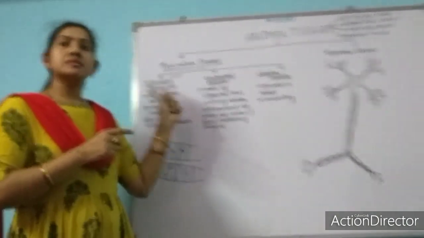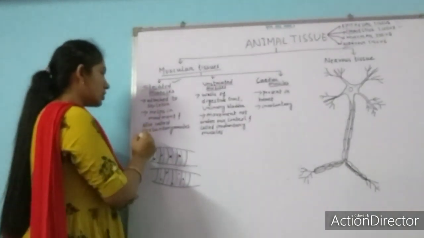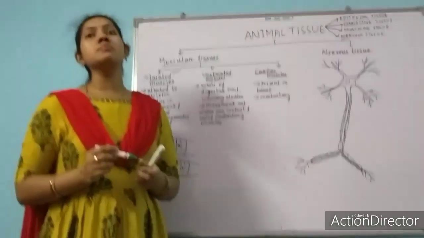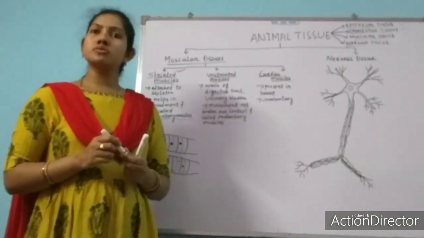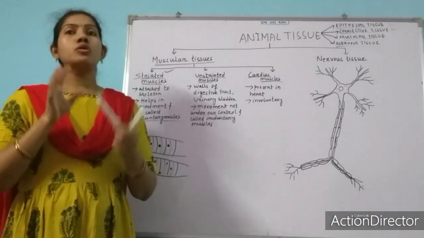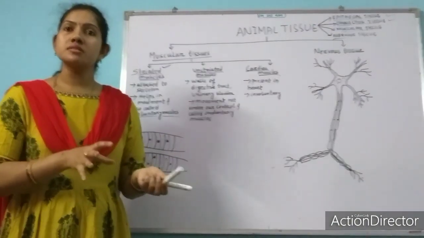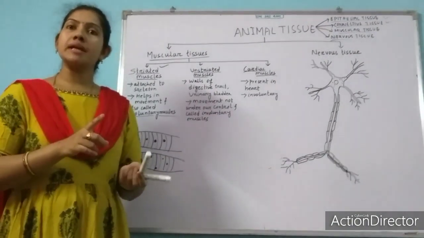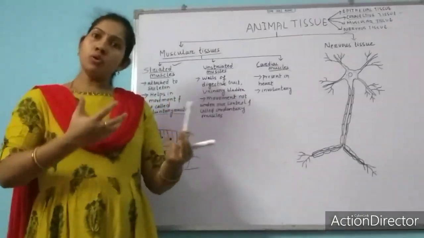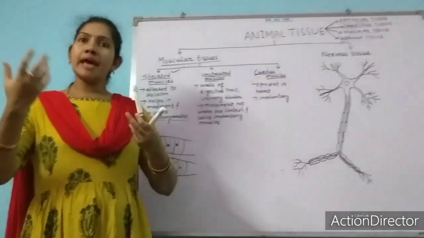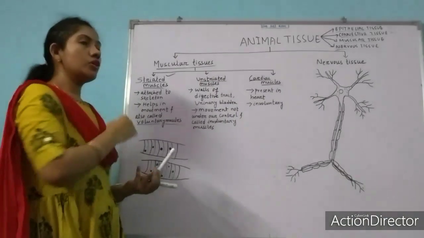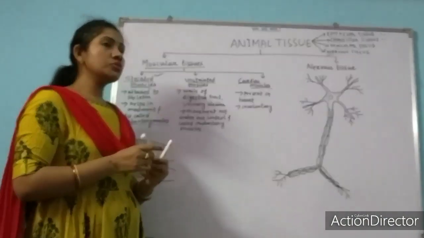So the movements which are under our control are by striated muscles. That's why this kind of movement is called voluntary movement, and this kind of muscles is also called voluntary muscles. Striated muscles are also known as skeletal muscles as they are attached to the skeleton. They are also called voluntary muscles as they provide voluntary movement. What is voluntary movement? Movement by our own will. We can move our hand, leg and all when we want. This is called what? Voluntary muscles.